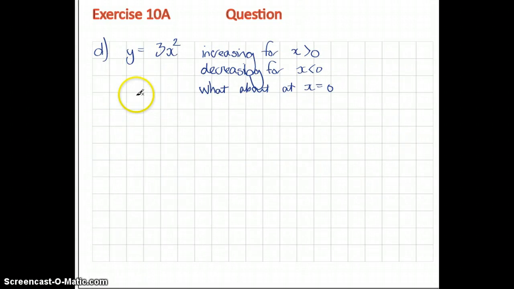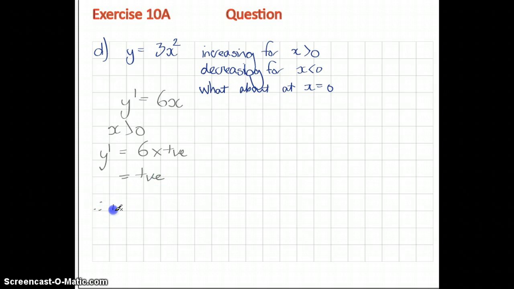The next question is quite similar as well. We need to show different cases for positive, negative and 0. So the first thing I need to do is find the derivative. I'll use the power rule. I'll get 6x. I'm going to consider first where x is positive. Then the y dash would be 6 times a positive number, which is positive. So therefore it's increasing.